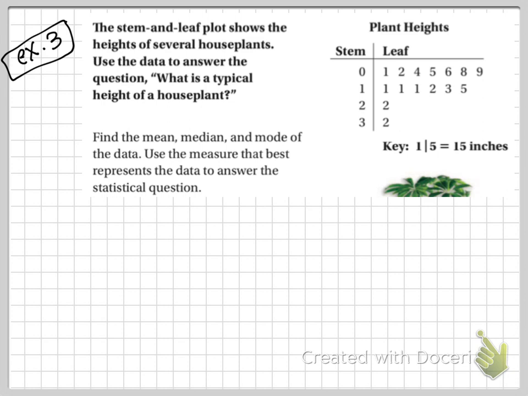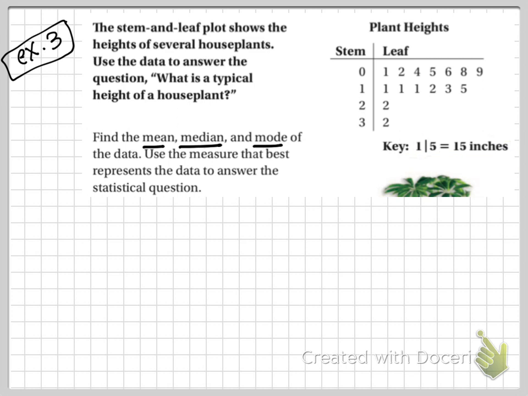Now, the key here is being able to read the stem and leaf plot to be able to find what they ask us for. Mean, median, and mode. Let's start with the easy ones. Check your key always. In this one, our key is a tens place and a ones place. So a stem of 1 and a leaf of 5 is 15. The mode is the number that appears most often.